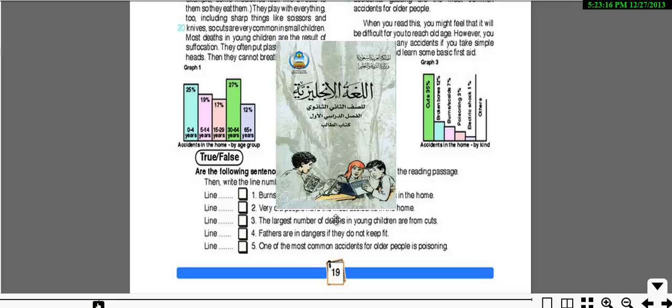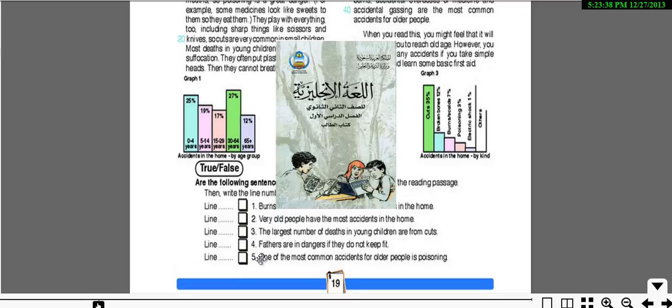2. Very old people have the most accidents in the home. Keep old people in your mind. 3. The largest number of deaths in young children are from cuts. Well, largest number of deaths in young children. So young children are what you need to focus on. So in number 1, common accidents. Number 2, very old people. Number 3, young children. Number 4, fathers are in danger if they do not keep fit. Well, fathers. In number 5, one of the most common accidents for older people is poisoning. Well, let's focus on poisoning here.